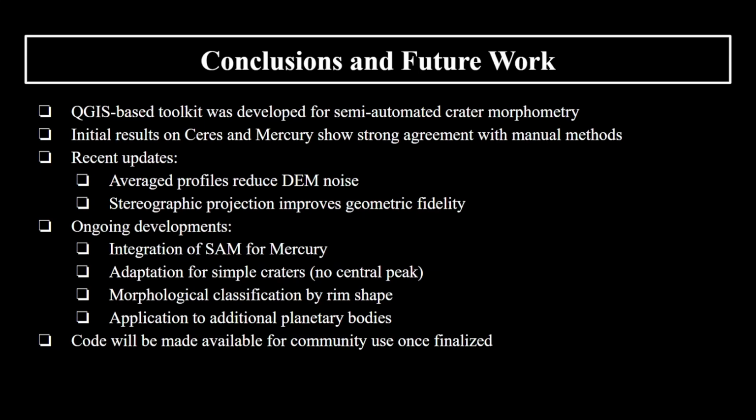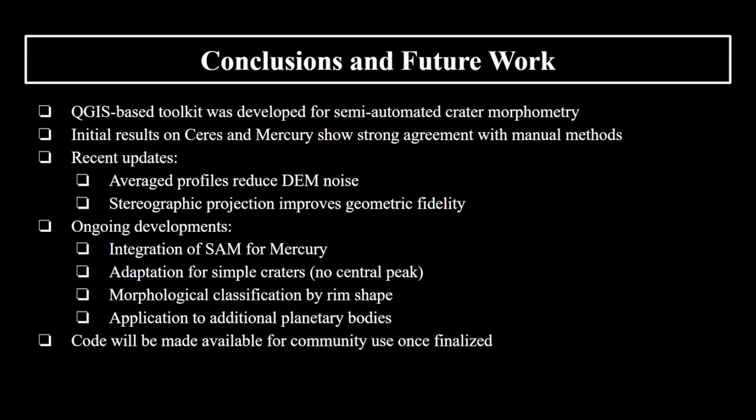Also, we are making some integrations. As I said before, this work is very new. So we are making the integration of SEN for Mercury. And also we want to make an adaptation of this toolkit to work with simple craters, because it would be kind of pointless to have a toolkit that only works for complex craters and not for simple ones, since we can have both of these crater types on many bodies. And this is not really hard to do because we make the adaptation using the same code structure as for the complex craters, but basically ignoring parameters like central peak height.